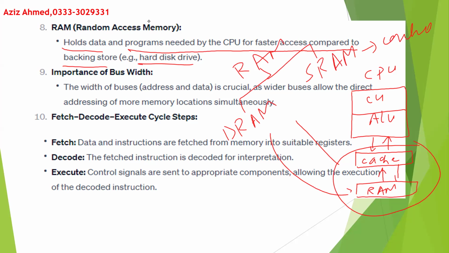Now, the difference between SRAM and DRAM is that SRAM is smaller and faster.